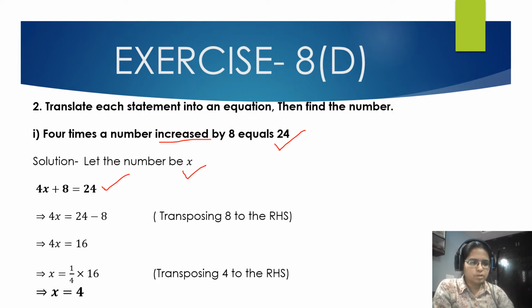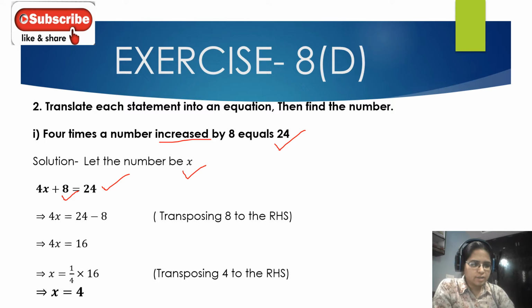Now we have to solve this equation for the variable x. 4x plus 8 is on the left hand side and 24 is on the right hand side. Now transpose the number 8 to the right hand side, and the plus symbol changes to minus. Now we get 4x equal to 24 minus 8. Now 24 minus 8 is 16, so we get 4x equal to 16.